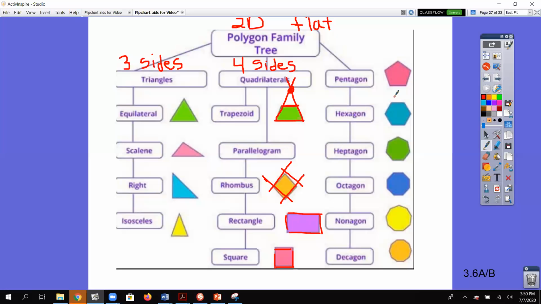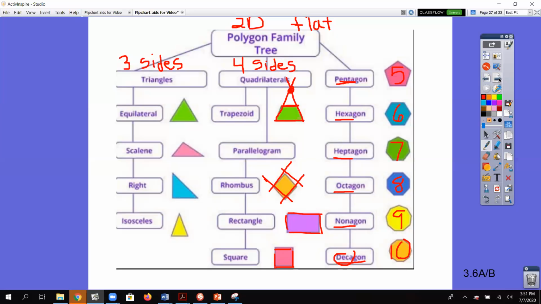And the rest in the family tree are the rest of the polygons. Pentagon has 5 sides. The word penta means 5. Hexa means 6. Hepta means 7. Octa and octagon means 8. Nona and nonagon means 9. And decagon, deca right here, means 10, just like there's 10 years in a decade. And just like an octopus has 8 legs, an octagon has 8 sides. Okay, those are all those root words to learn.